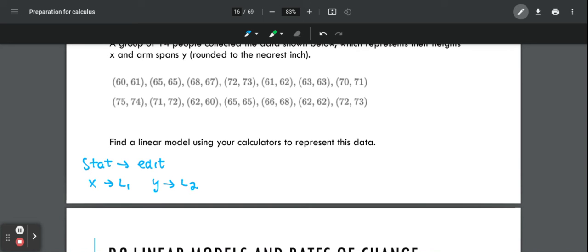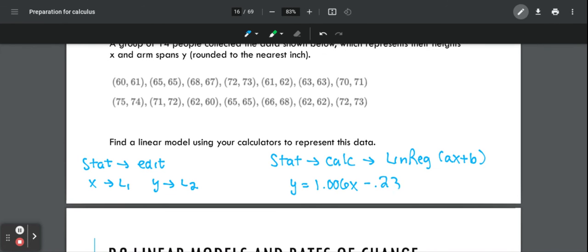Then you'll go back into Stat, but this time you'll go over to Calc, and you'll choose number 4, which is your linear regression, which is your AX plus B, and hit enter. And then with that, you should end up with the equation y equals 1.006x minus 0.23, right? And that would be that linear regression line.